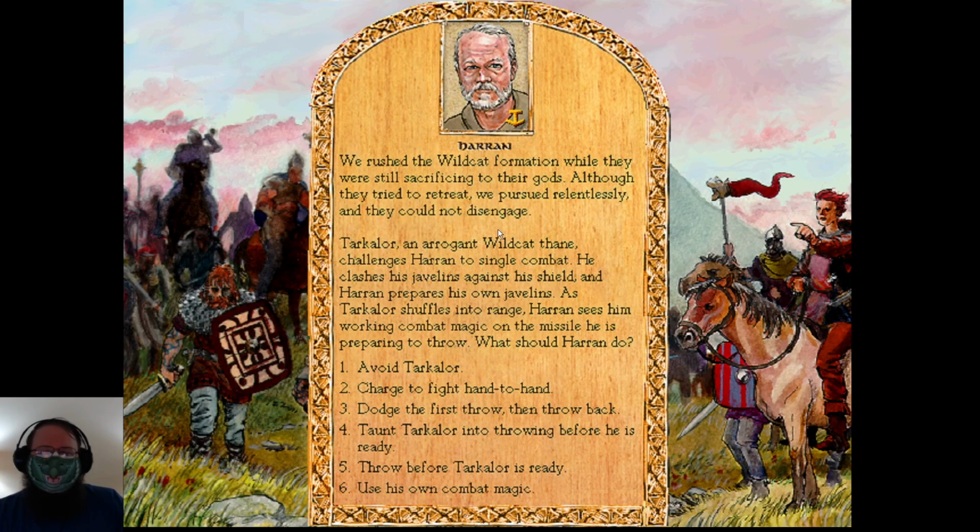Torkalar, an arrogant Wildcat Thane, challenged Haran to single combat. He clashes his javelins against his shield, and Haran prepares his own javelins. As Torkalar shuffles into range, Haran sees him preparing combat magic on the missiles he is preparing to throw. What should Haran do?